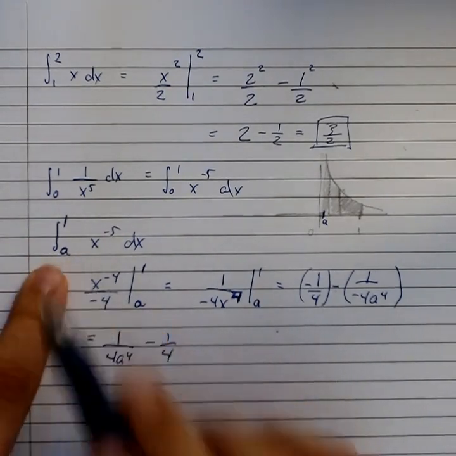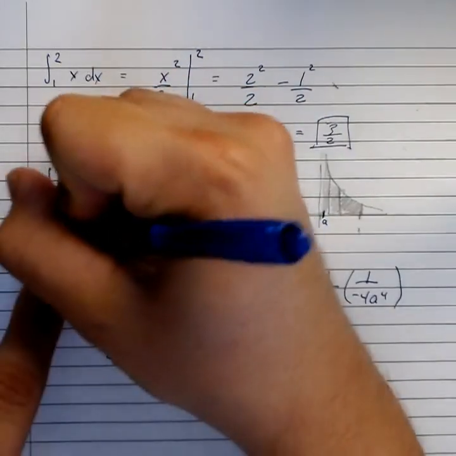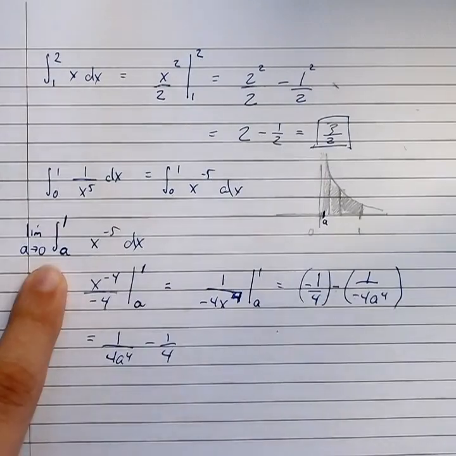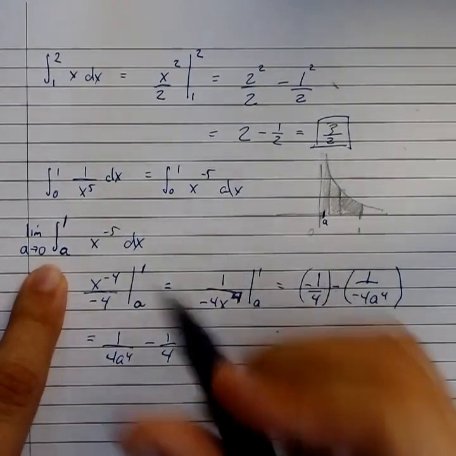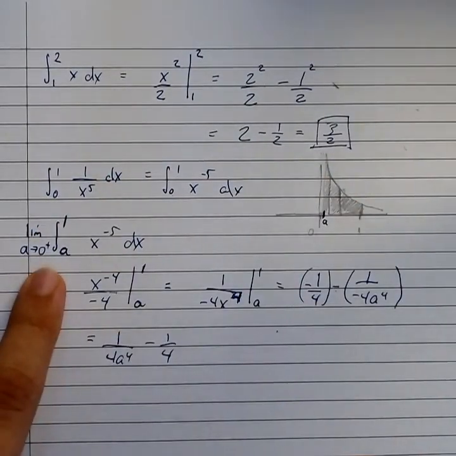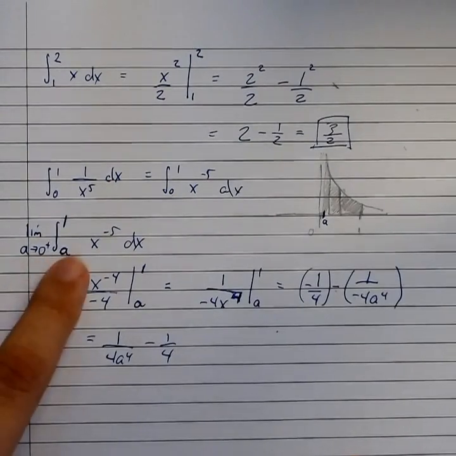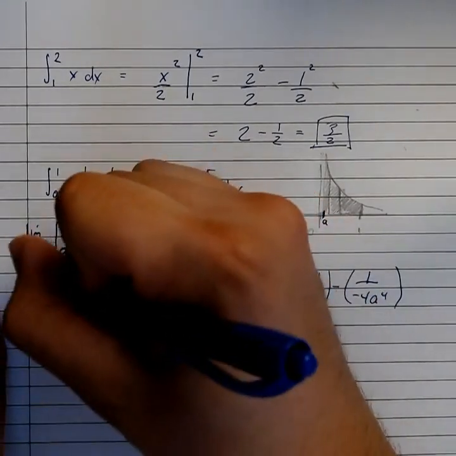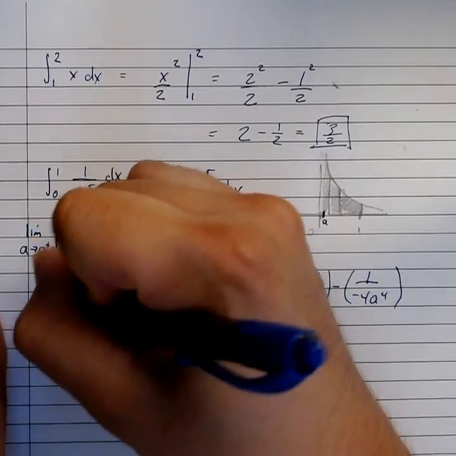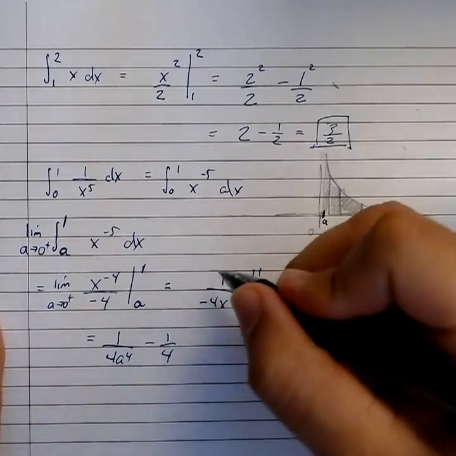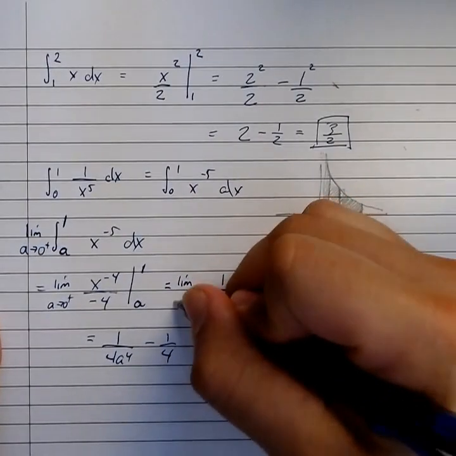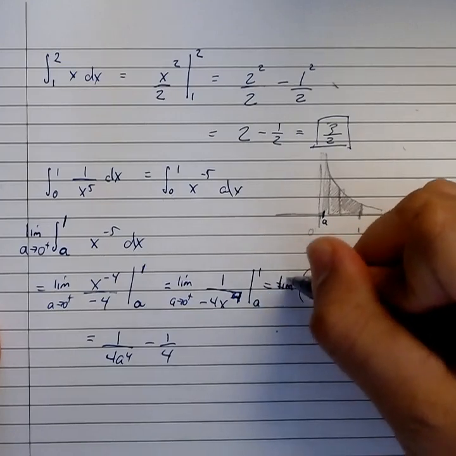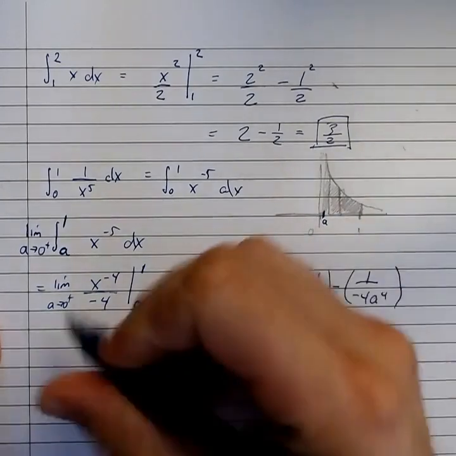I can take this and take its limit. What I want to do is I want to take the limit as A approaches 0. Now, of course, here I'm approaching from the right-hand side. So that's A approaches 0 from the right. Well, if this integral is equal to that, then the limit of this integral is equal to the limit of that. So this is the limit as A approaches 0 from the right, which is the limit of this one.